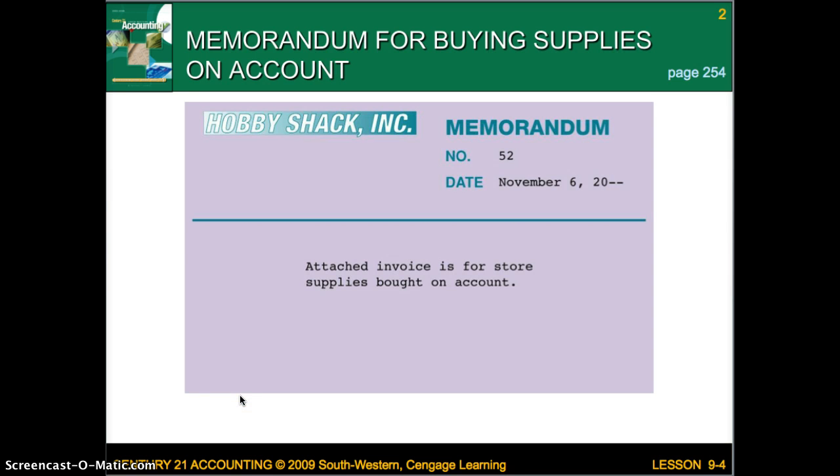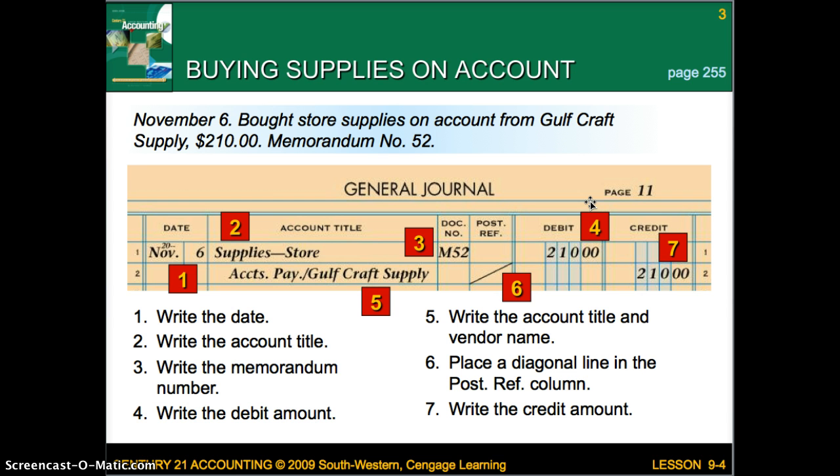This is a memorandum for buying supplies on account. The attached invoice is for store supplies bought on account. So here is memorandum number 52, November 6th of the current year. On November 6th, we bought store supplies on account from Gulf Craft Supply, $210, memorandum number 52.